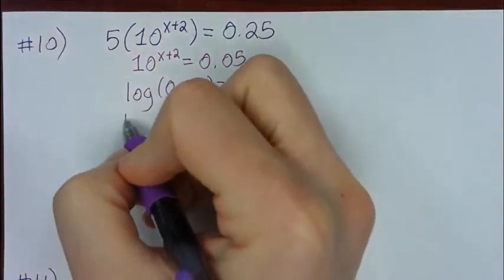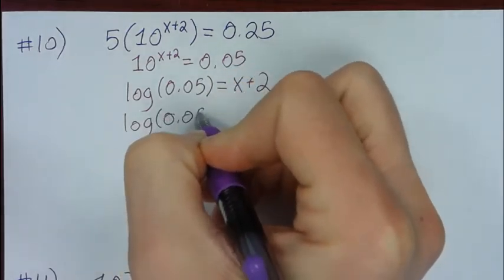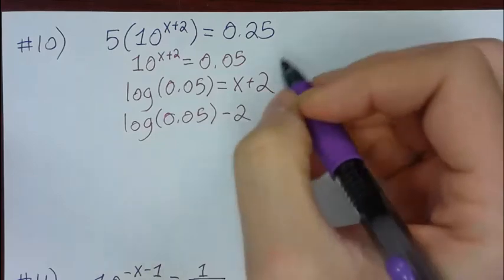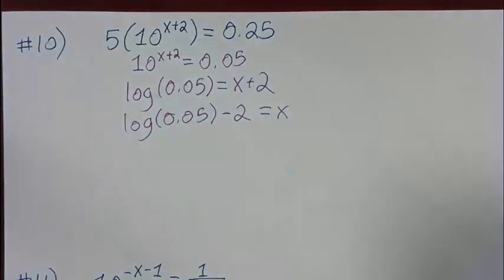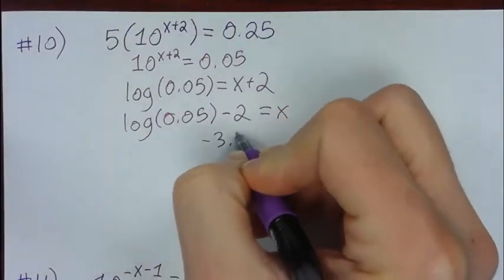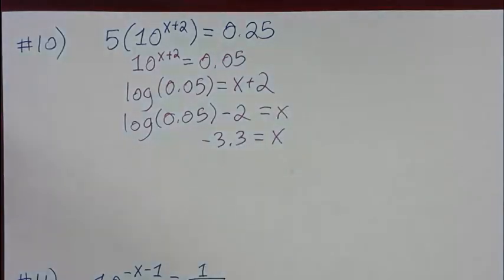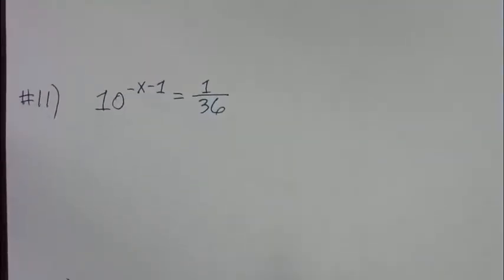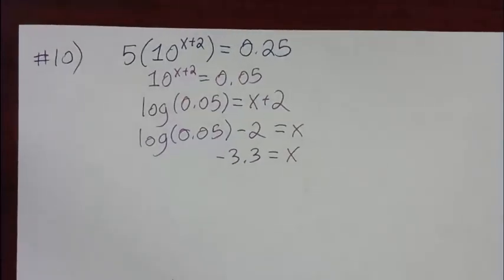And I'd be just subtracting 2 like in number 9 that we just did from both sides. So I'd be entering in log of 0.05 minus 2 is equal to x. And that, if we put right into our calculator, ends up equaling negative 3.3 for x. Number 11, we have, well, let's give you guys a second to copy that down if you need to. So our answer, negative 3.3 for that one.